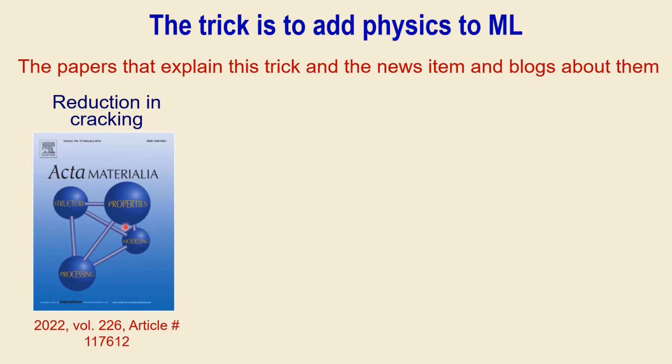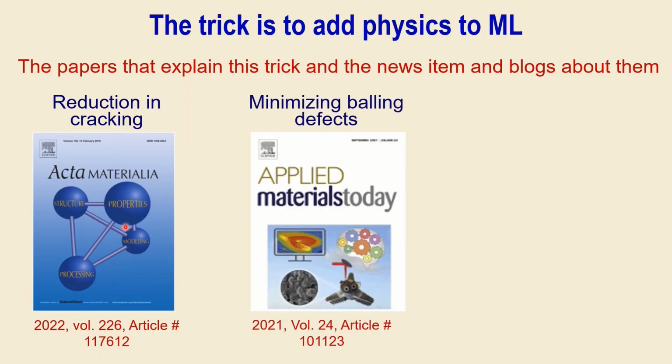Is there any evidence that this powerful method works for other problems? We found that a common surface defect in additively manufactured parts, known as balling, can be minimized using physics-informed machine learning, and we published our finding in Applied Materials Today.